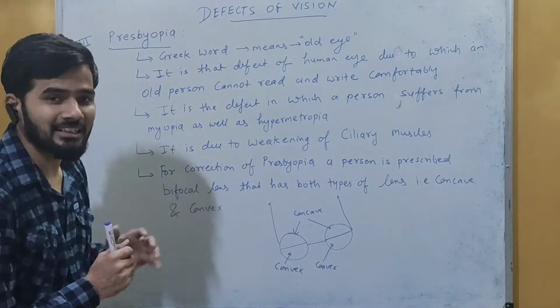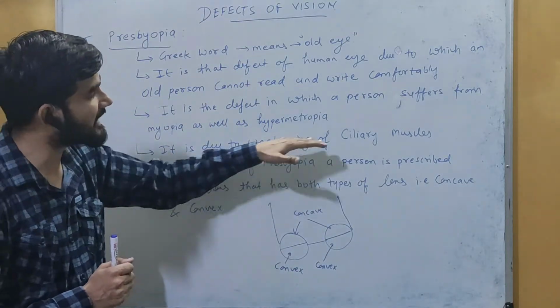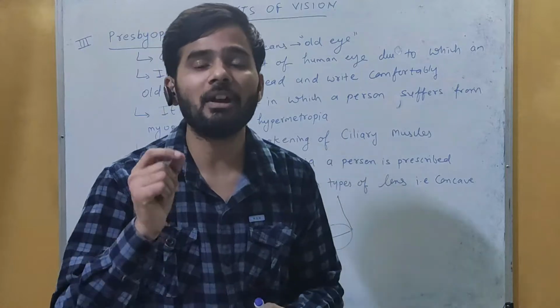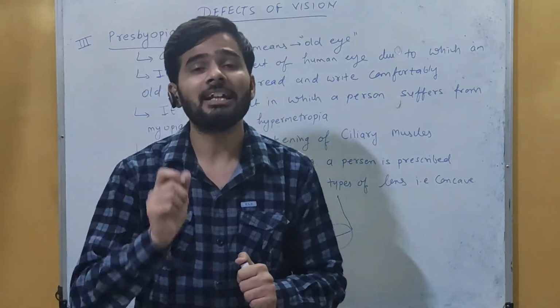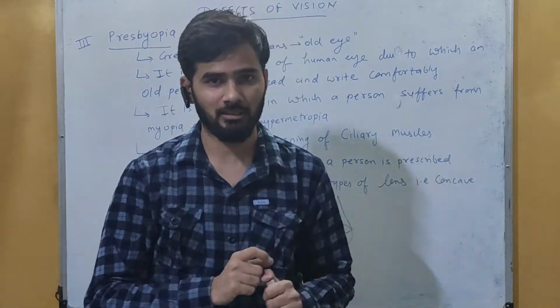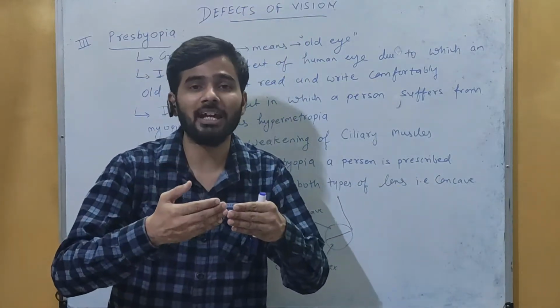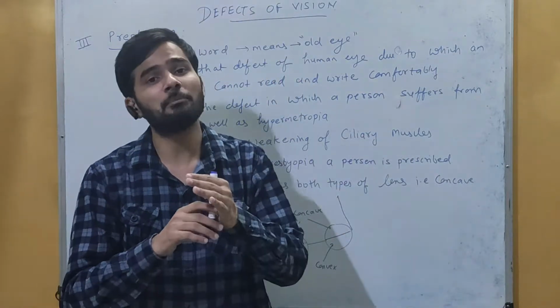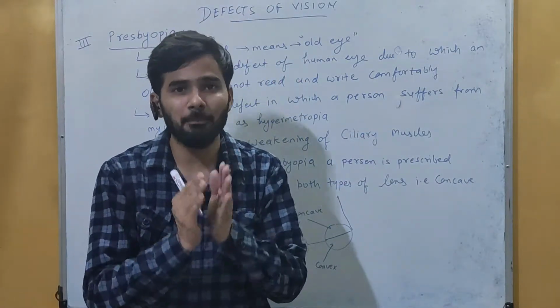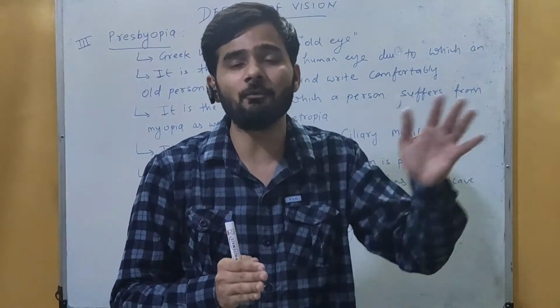Now, what is the reason behind this? It is due to weakening of ciliary muscles. Now here we have to see what the function of ciliary muscles is. The function of ciliary muscles is to change the focal length. The eye's focal length can be decreased as well as increased. And because of that changing of the focal length, the person can see nearby and far off objects.